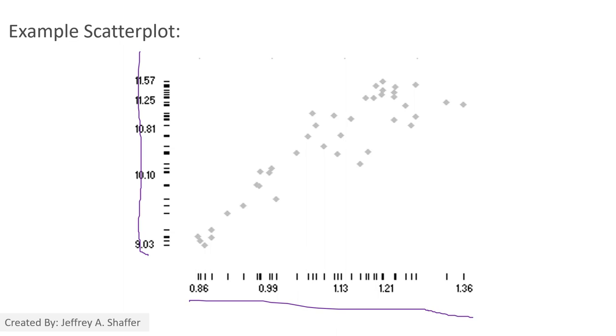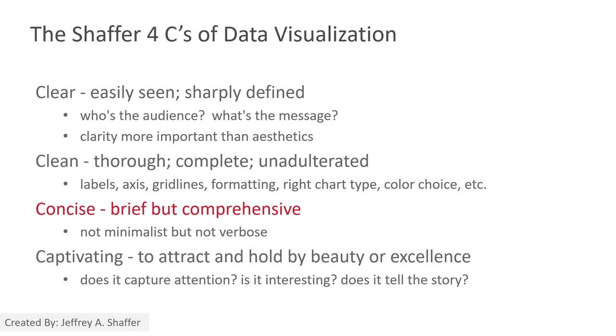So we need to find the balance between simple and easy to understand, and also concise but comprehensive. Schaffer believed that it is okay to have redundant information in the visualization. It is okay to double encode the data. So it is about finding the sweet spot between simplest and easy to understand, between brief and comprehensive.